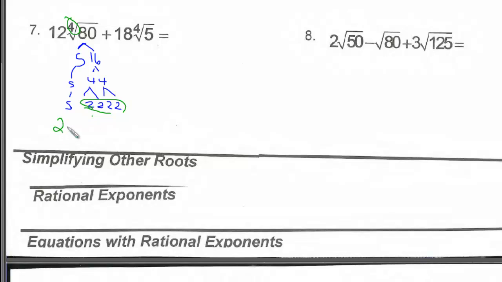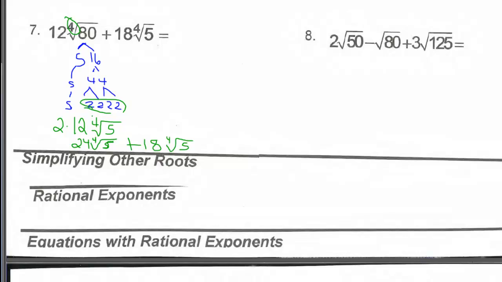Remember, anything that we pull out gets multiplied to the number that's already out there. So this is going to be 2 times 12. What's left over stays underneath the radical symbol. So 2 times 12 is 24. So we have 24 times the 4th root of 5.